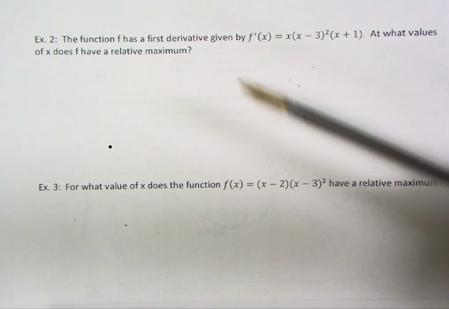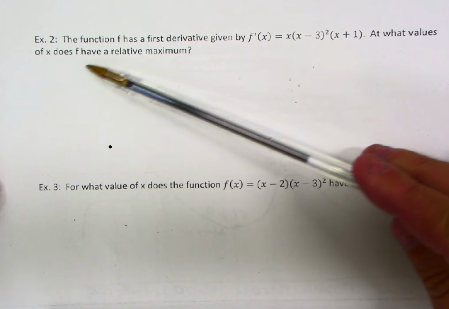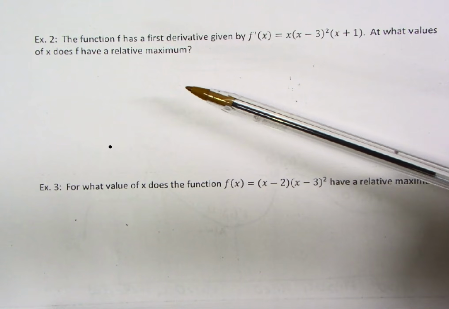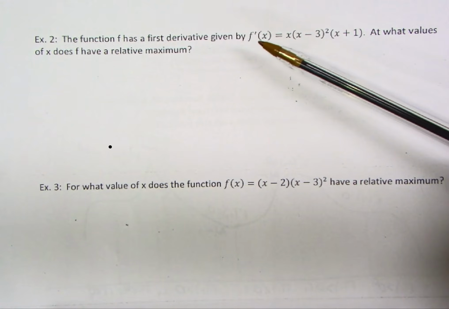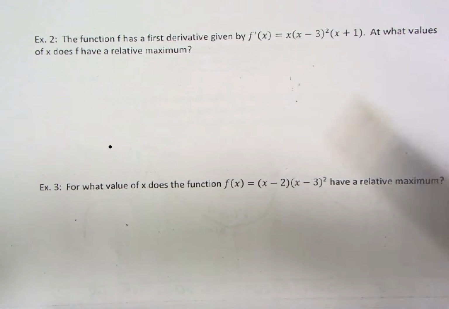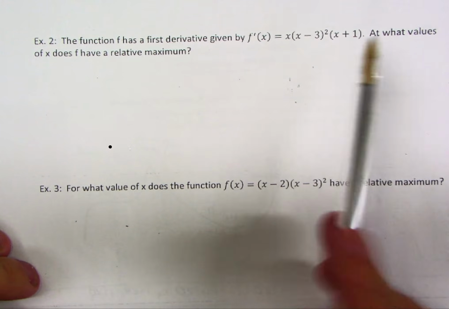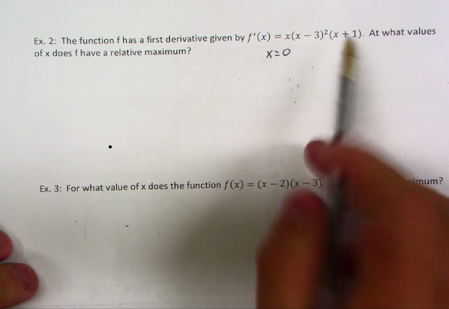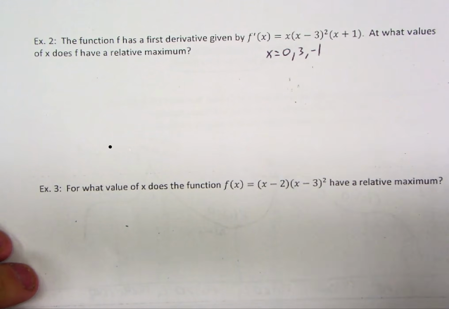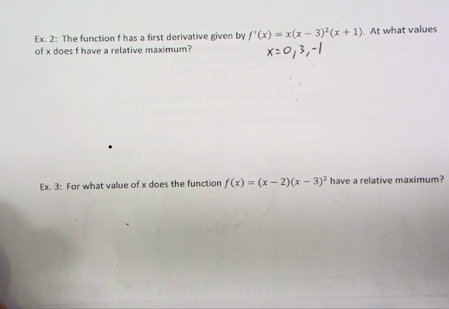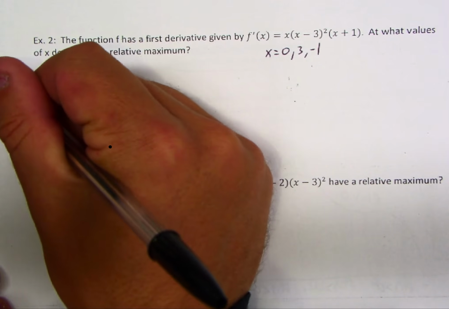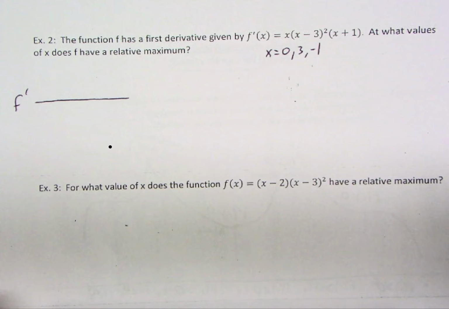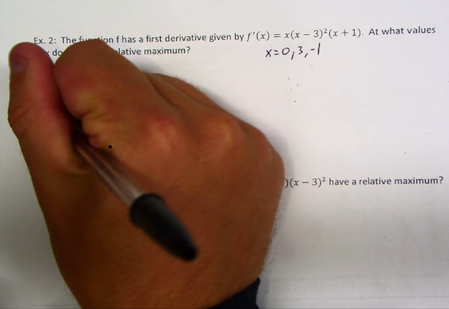Like this says, at what values of x does f have a relative max? So think about how we start. We start by finding where f prime is 0 or undefined. Well, they're already giving me f prime, and they already factored it for us. I can find the zeros of f prime right here. My critical numbers would be 0, 3, and -1. Those are the numbers I'm going to put on my f prime sign chart. Now, a couple of things. When you put your numbers on there, make sure you put them from least to greatest.